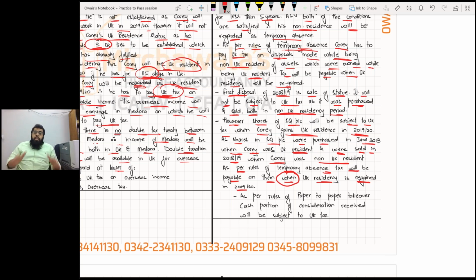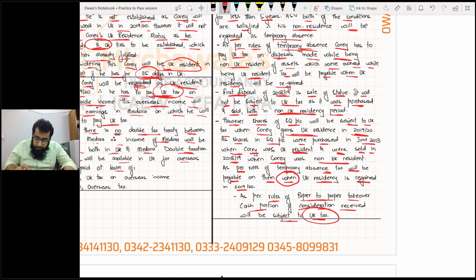You purchased something when you were resident, and you sold it. A gain arose on that when you were non-resident. So you have to pay tax when you regain your residence. As per rules of paper-to-paper takeover, cash portion of consideration received will be subject to UK tax.